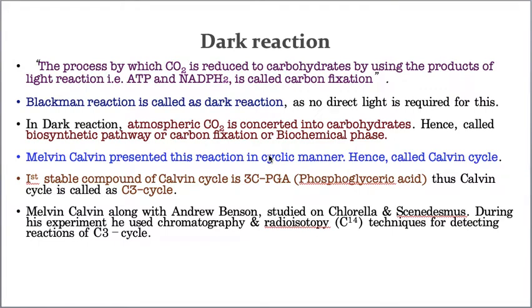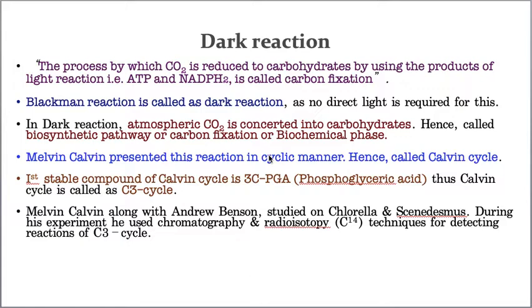Hello students. In the last class, I completed the light reaction. As I already told you, photosynthesis is a complex chemical reaction which is divided into two phases. The first one is the light phase and the second one is the dark phase. In the last class, I explained the light phase, and today I am going to explain the second phase of photosynthesis, that is the dark reaction.